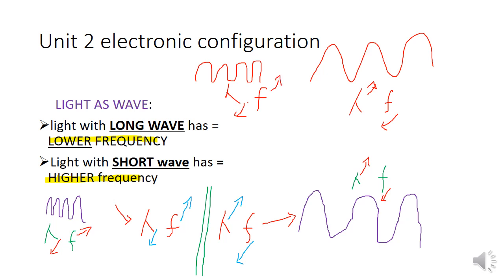Yes, light as a wave. Light with longer wavelength has a lower frequency, whereas light with short wavelength, for example here, has a high frequency. This is how the frequency is.